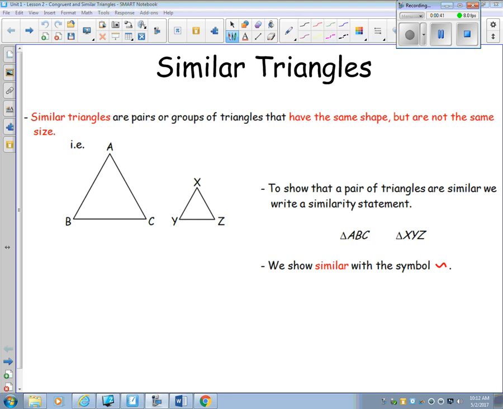To show things are similar, we have to have something called a similarity statement. So triangle ABC, that'll be the first triangle, is similar to triangle XYZ. Now mathematicians often look for shortcuts for things, so we have a symbol for similar. It's a squiggly line here. So we would put triangle ABC is similar to triangle XYZ. Okay, we have a symbol between them.